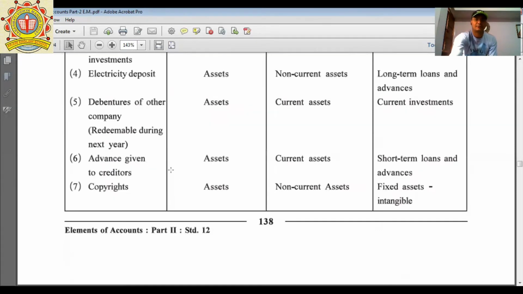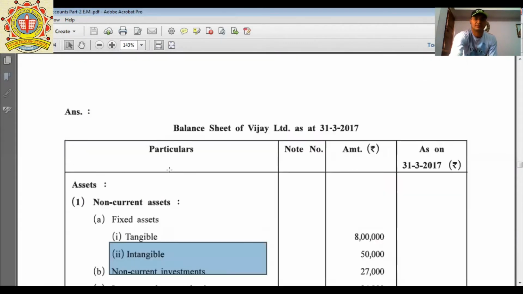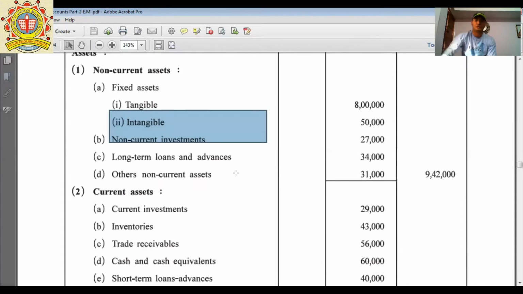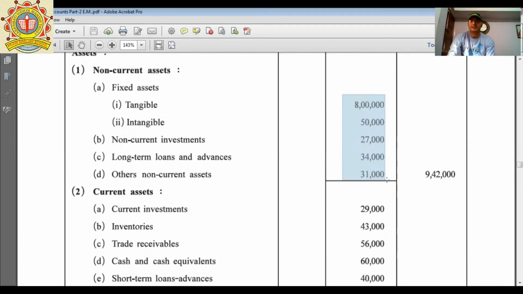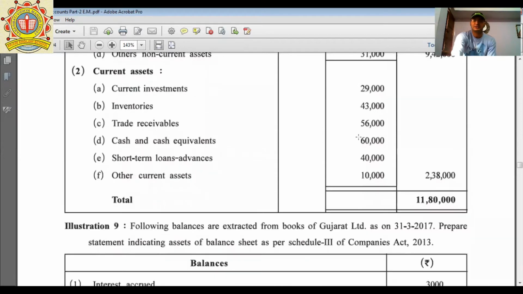Now, next part, now we have to do the total. First of all, here it is number 1. So total of all the items covered under number 1, and gross total in the second column. Same way, number 2, current assets, total of these 2, and total is 2,38,000. Finally, grand total for the second column, that is 11,80,000. That's it. This sum is over. Very simple. Next, I am going to start illustration number 9.